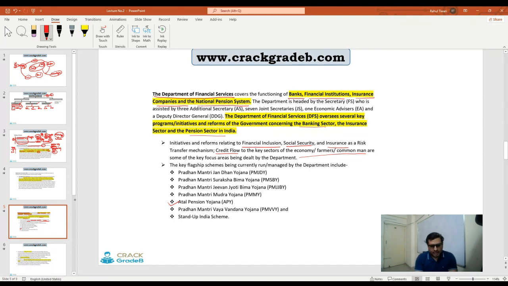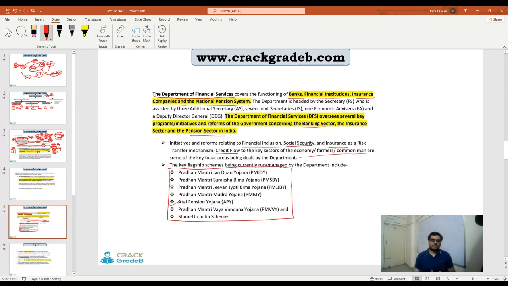Similarly, this can create some confusion: the Pradhan Mantri Vaya Vandana Yojana, right? All these schemes, Stand Up India, all these schemes are being implemented by the Department of Financial Services. We will discuss all these schemes and other schemes. There is always a doubt in the student's mind: should I go for all the schemes or this particular scheme and that particular scheme?